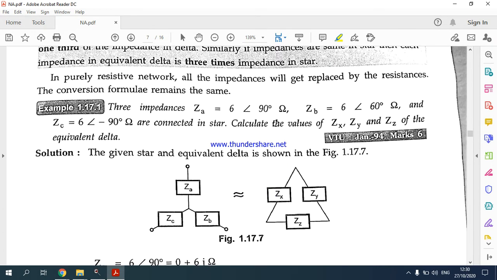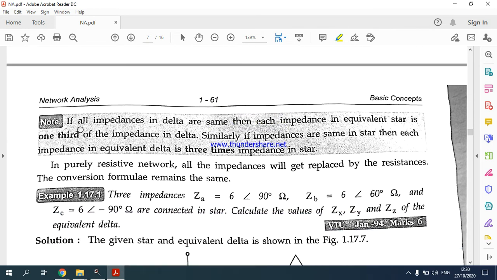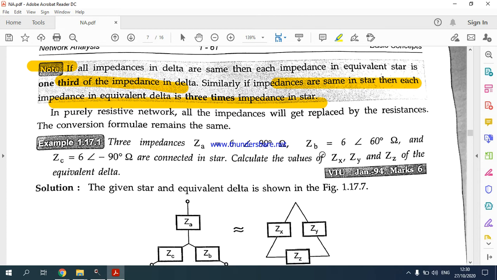We'll go with a simple diagram. Before this, they have given a note. If all the impedances in the delta are the same, then each impedance in the equivalent star is 1/3 of the impedance in the delta. Similarly, if the impedances are in star, then each impedance in the equivalent delta is 3 times the impedance in the star. This is a note.